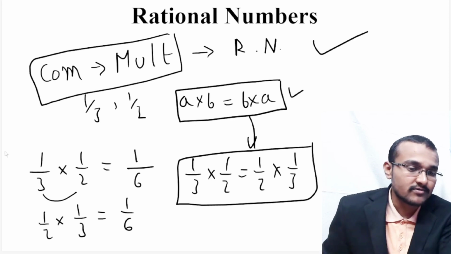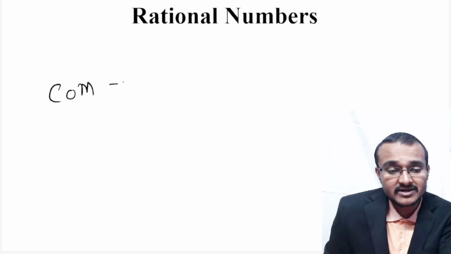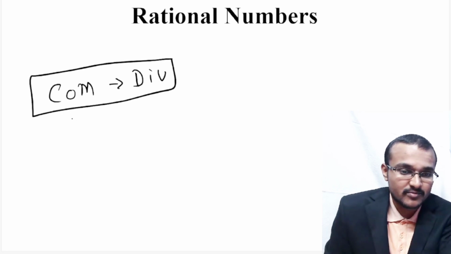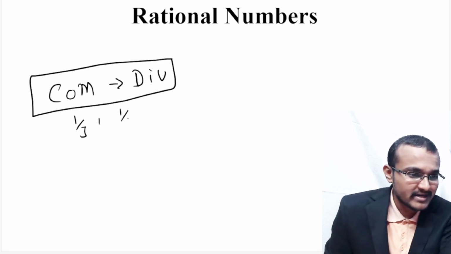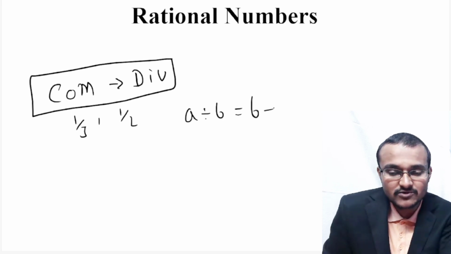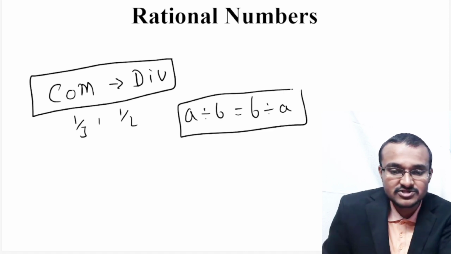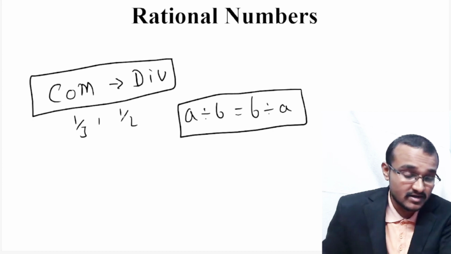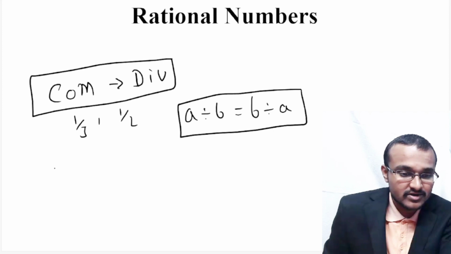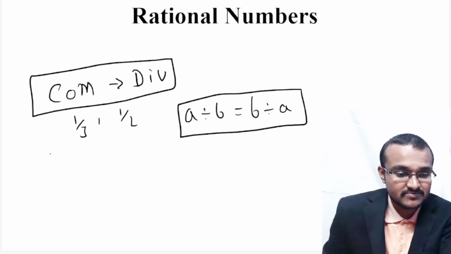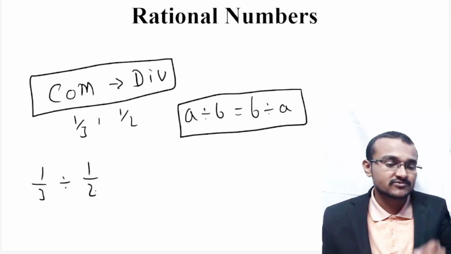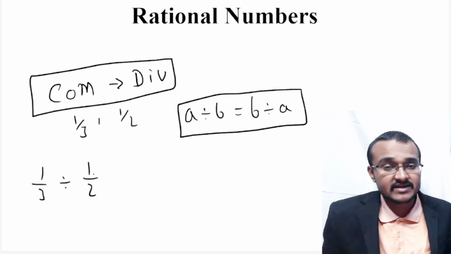So now let us discuss commutative property under division for rational numbers. Let us take 1 by 3 and 1 by 2 as our example. Here also a divided by b should be equal to b divided by a for rational numbers to satisfy the commutative property under division. So now let us test whether it will satisfy or not. Because 1 by 3 divided by 1 by 2 and 1 by 2 divided by 1 by 3 should give the same answer. Let us see whether we are getting the same answer or not.